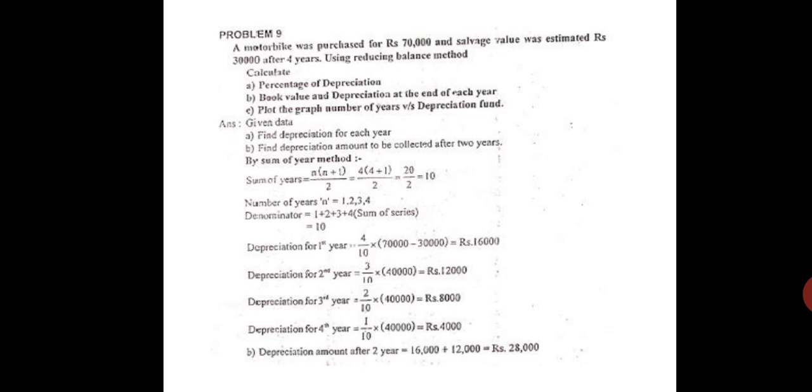Second year it becomes 3 by 10 into 40,000 rupees. The value is fixed: 70,000 rupees capital cost minus scrap value, that is 30,000 rupees, so that value is 40,000. You have to multiply with the factor: first year 4 by 10, second year 3 by 10, third year 2 by 10, and final year, fourth year, 1 by 10. So you can see the depreciation for the first year is 16,000 rupees, second year is only 12,000 rupees, third year it is 8,000 rupees, and fourth year it is 4,000 rupees.